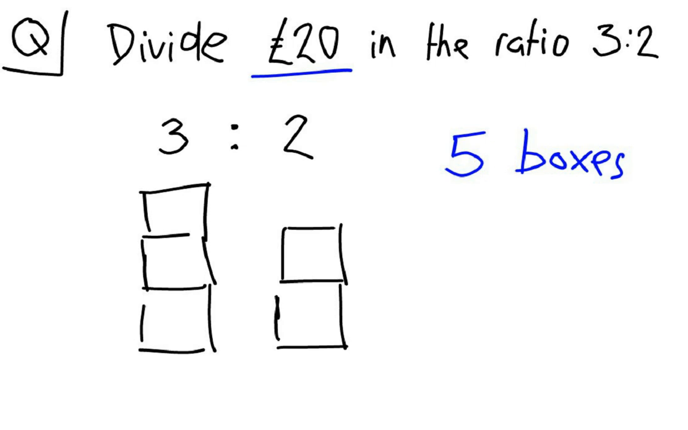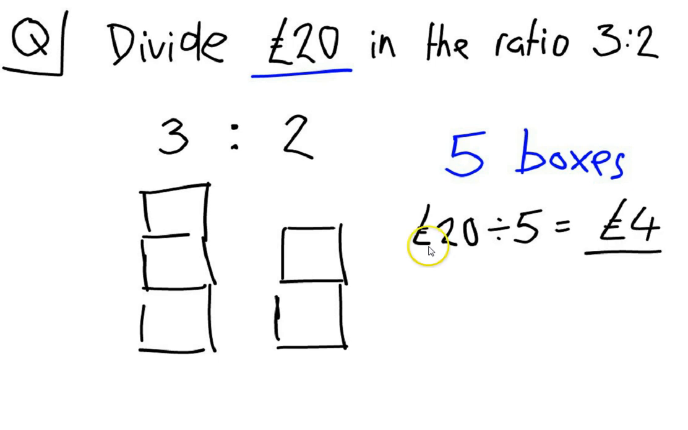So we are going to do the calculation £20, and we're going to divide that by 5. And that gives me £4. So that means that each one of these boxes is worth £4. It would help if you just wrote them all in like this. Okay, so each of these boxes is worth £4.